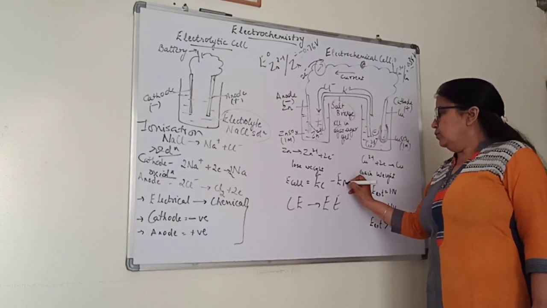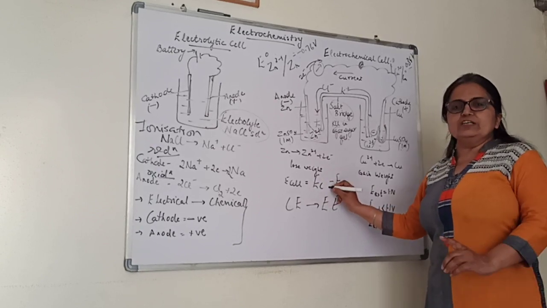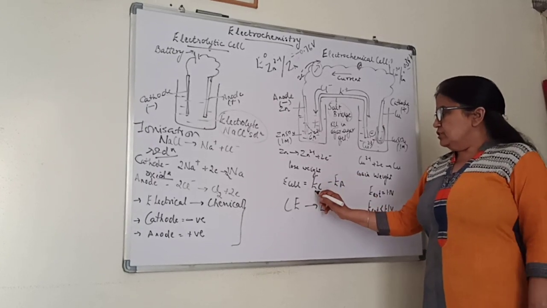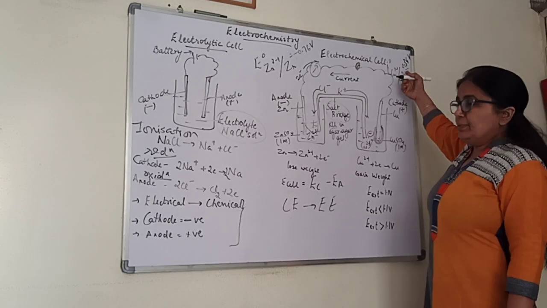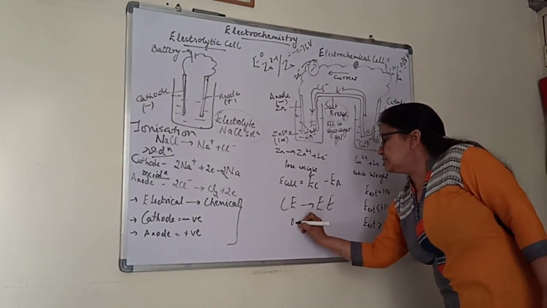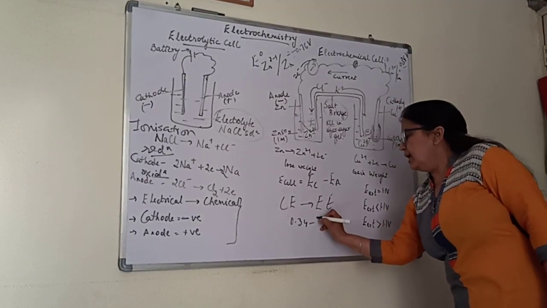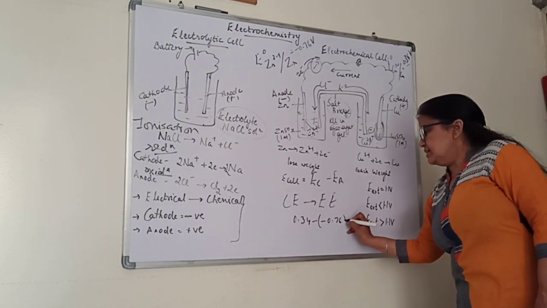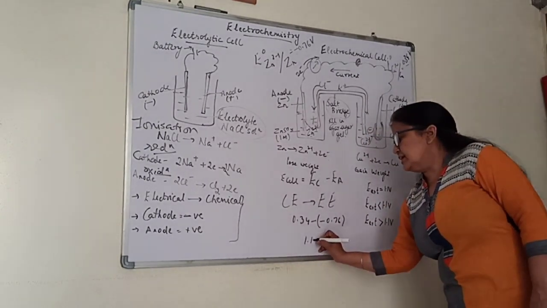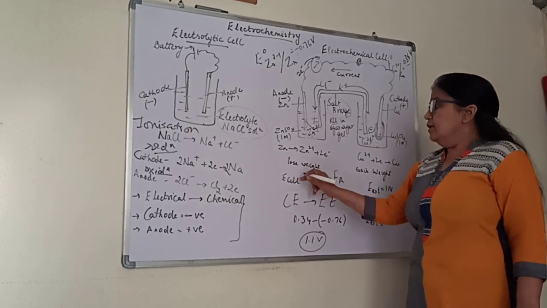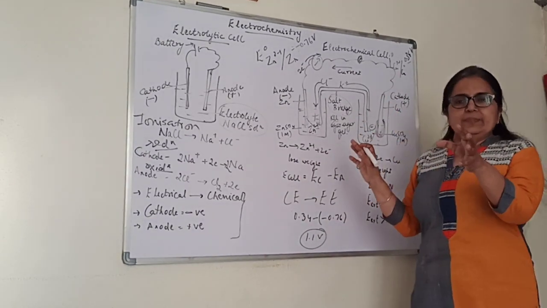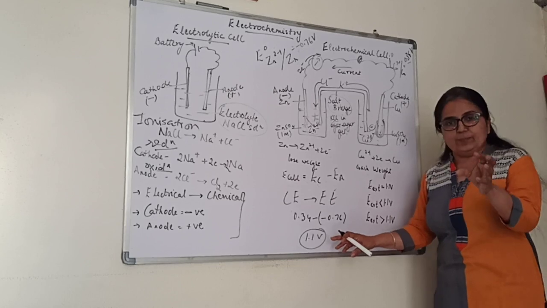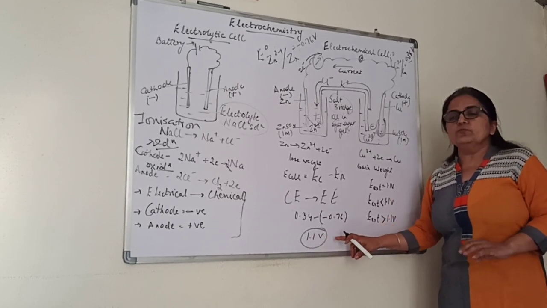Now, we can calculate the cell potential of this particular cell by the formula E cathode minus E anode. Means the potential of cathode minus potential of anode. What is the potential of cathode? Plus 0.34, that is here we can say plus 0.34 minus, for the anode, minus 0.76. If we see, we will get this as 1.1 volt. For this particular setup, the cell potential is 1.1 volt.